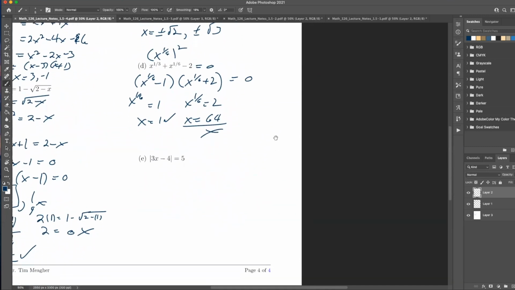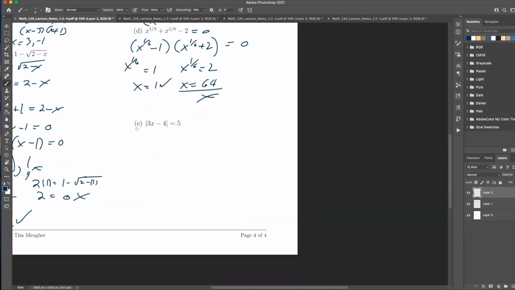Let's do our last one real quick. If I want to solve this, I can remove my absolute value by solving for the positive version, or 3x minus 4 is equal to the negative version, which is negative 5. I solve this out, I'll get 3x equals 9, x equals 3. Then for the other, I'll get 3x equal to negative 1, or x equal to negative 1/3. So here our answers are negative 1/3 and 3.